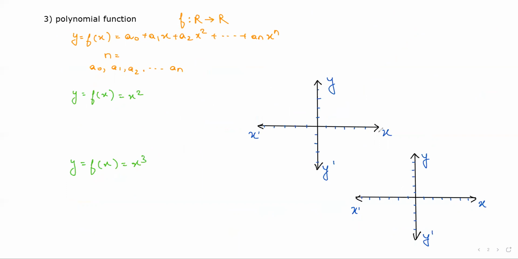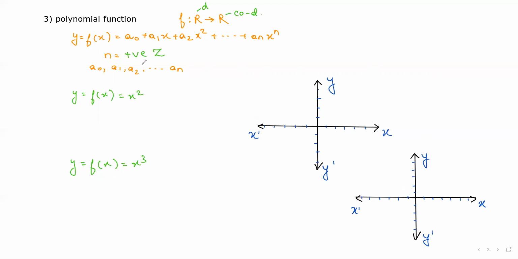Next type of function is polynomial function. Now there can be infinite functions over here. We'll discuss only two, quadratic and cubic. For a polynomial function as well, let's consider your domain and codomain to be real. A polynomial function is defined as y = f(x) = a0 + a1x + a2x² + ... + anx^n, where this n is supposed to be a positive integer.